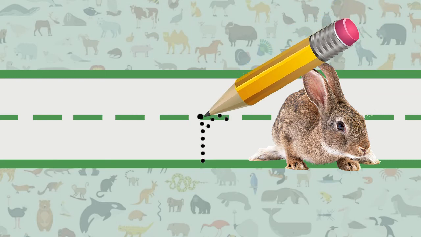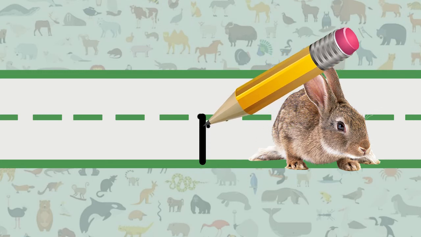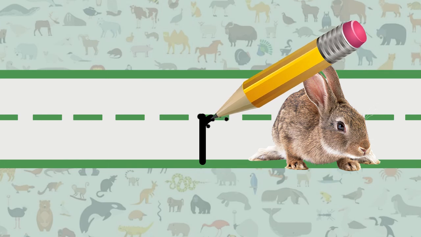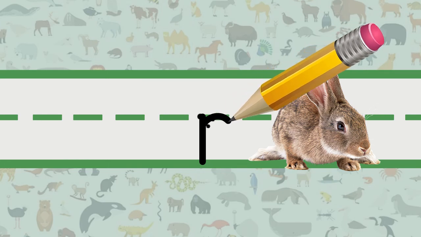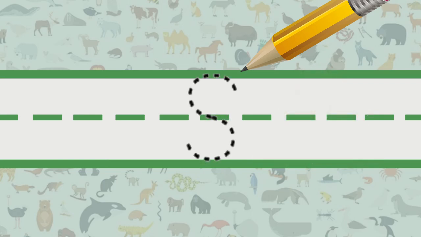Start at the middle and draw a straight line down to the bottom. Then go back to the middle and draw a curved line to the corner. Good job. Now let's write the letter S.